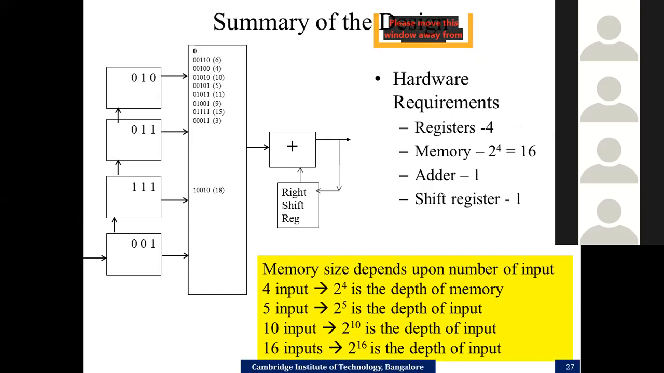Let us summarize. In this case, you need 4 registers for storing the data, and the depth of the memory will be 2 power 4 because there are 4 inputs. 2 power 4 gives you 16, so you need 16 locations in the LUT, 1 adder and 1 shift register. To implement this design you need this amount of hardware, and you don't need any memory or multipliers. Before I go to the next design, any queries, please let me know.